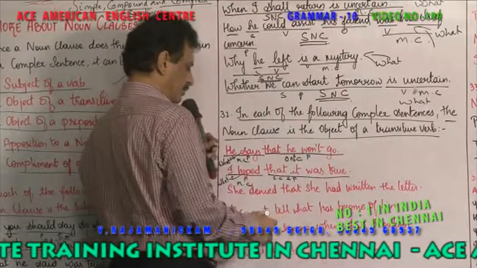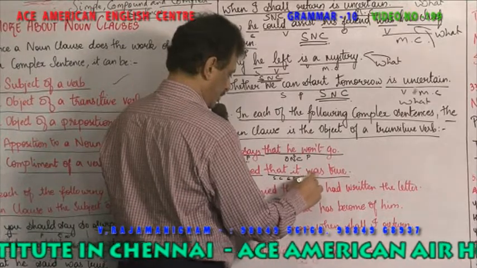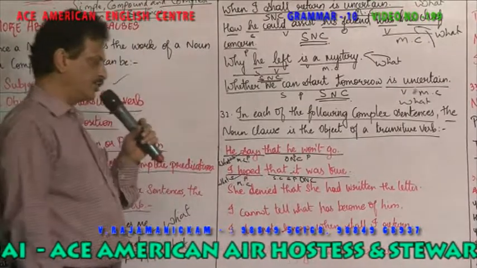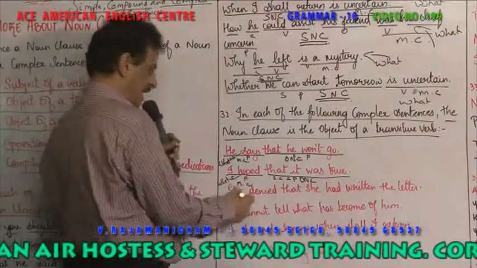I hope that it was true. It is a what clause? It is a noun clause. It comes as an object to the verb hoped. So it is an object noun clause. Able to understand?